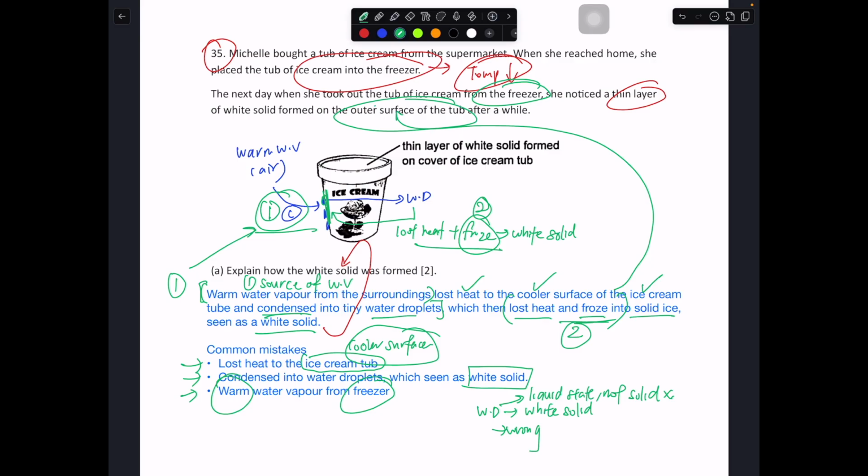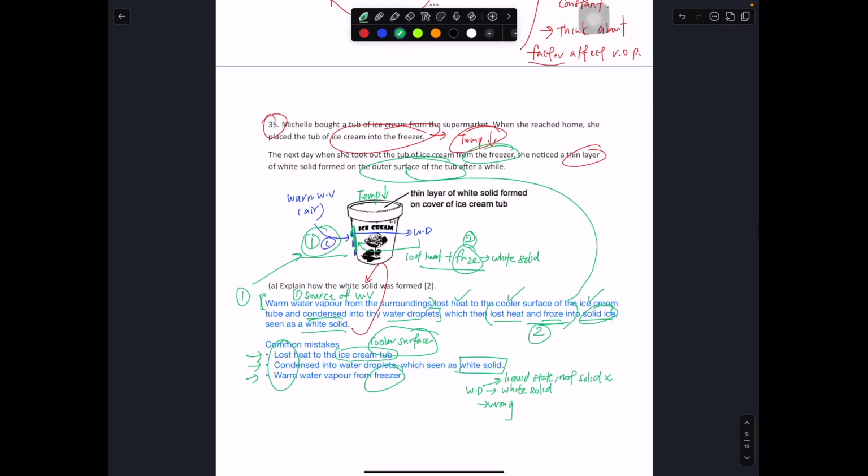The freezer is there to tell you that the temperature of the ice cream tub becomes very low, such that it could be at negative. So that it is a condition where it will allow the water droplets to freeze into solid ice that can be seen as white solid. So these are the 3 common mistakes that people usually make when writing this, and I've seen this quite a few times already.